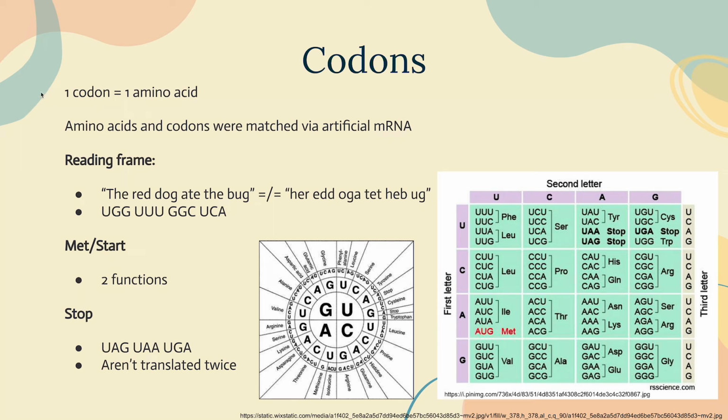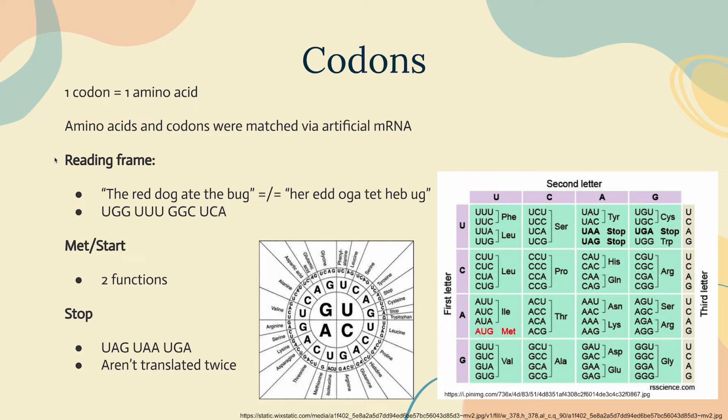Okay, so continuing on, the way researchers matched amino acids and codons was by creating artificial mRNA. The first thing they created was UUU, so they strung a bunch of uracils together, and they found out that made a bunch of phenylalanine. So they said, hey, UUU codes for phenylalanine.